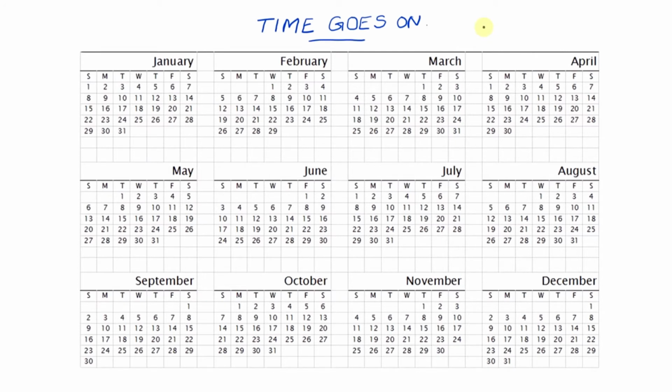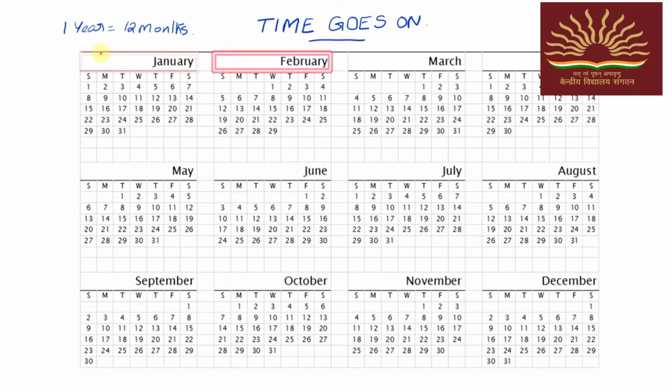Let us count the number of months that we have in a year. 1, 2, 3, 4, 5, 6, 7, 8, 9, 10, 11, 12. We have 12 months in a year. They are January, February, March, April, May, June, July, August, September, October, November, December.